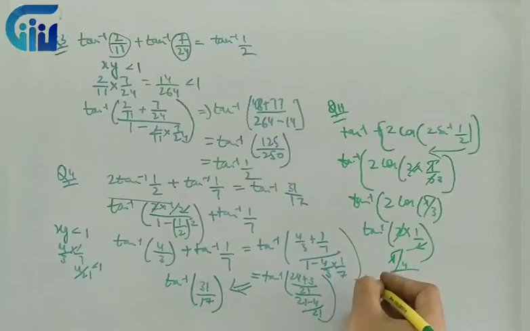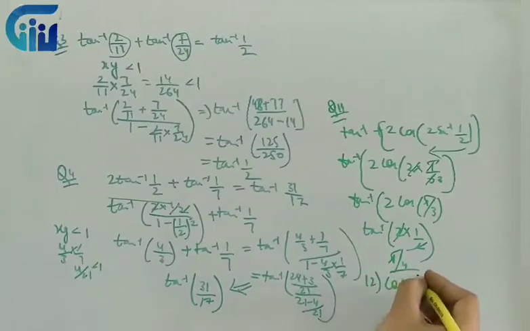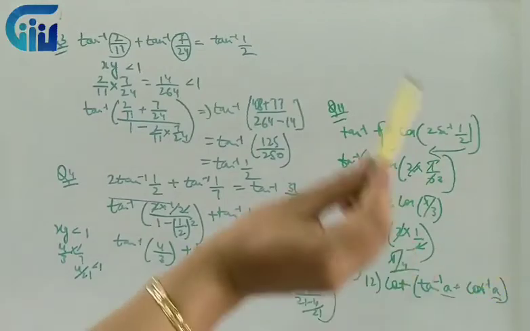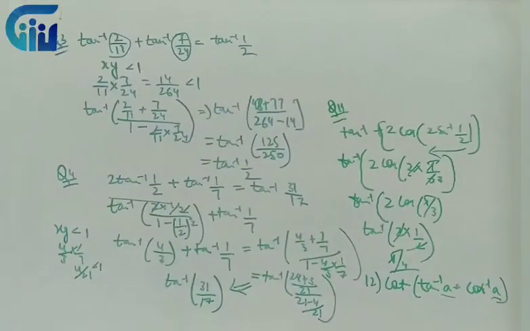So question number 12, again a very good question, 1 marker. Cot of tan inverse A plus cot inverse A, you have to find the value. So what do we observe? This is tan inverse A and cot inverse A, both the angles are same. We just now did the property tan inverse x plus cot inverse x is pi by 2. So I will write it as cot pi by 2. What is the answer for cot pi by 2? It is 0. Hence the answer is 0.